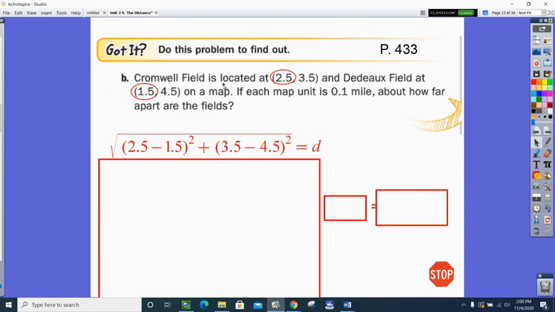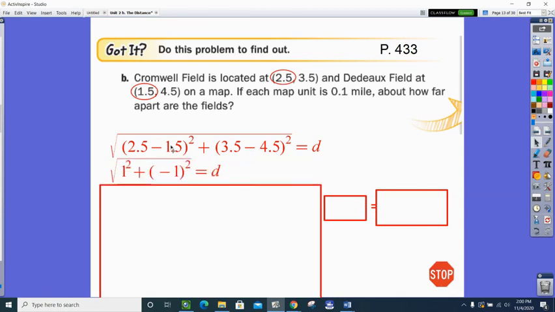So x minus x, 2.5 minus 1.5, and I'm going to square it. And 3.5 minus 4.5, and I'm going to square it. Pick up my calculator. 2.5 minus 1.5 is 1. And 3.5 minus 4.5 is negative 1. Catch it in the gloves.